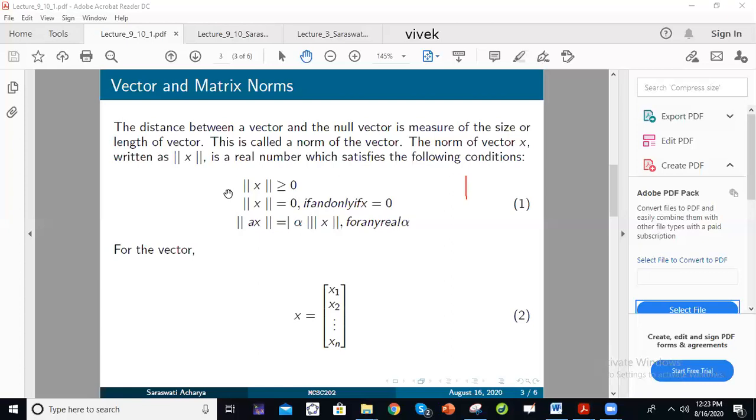The norm of vector x is written as this sign. Are you seeing it? Okay, Kumar, are you seeing it? Norm of the vector is denoted by this. It is a real number which satisfies the given conditions. Always norm is greater than or equal to 0. Okay, Suyog? Suyog? Nobody is speaking. Anubhav? Anubhav, say something. Yes, ma'am.